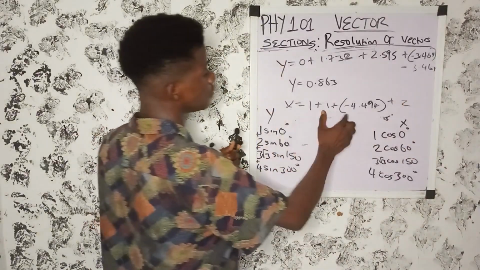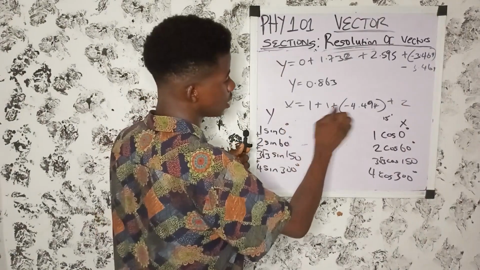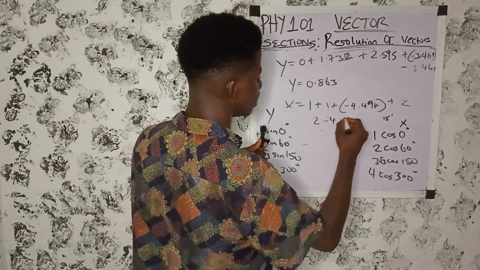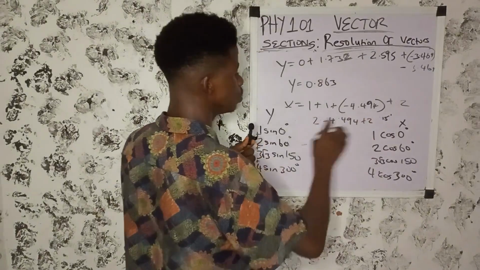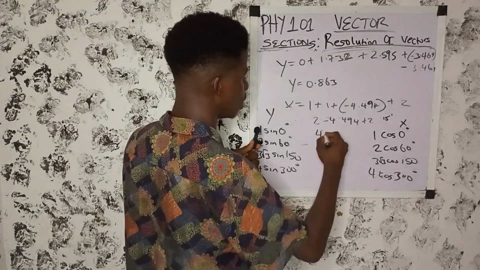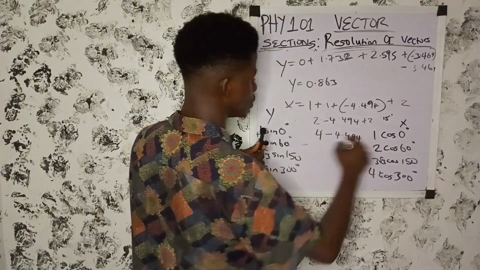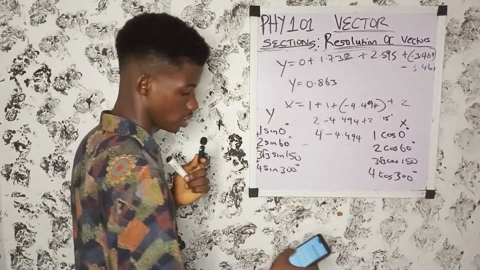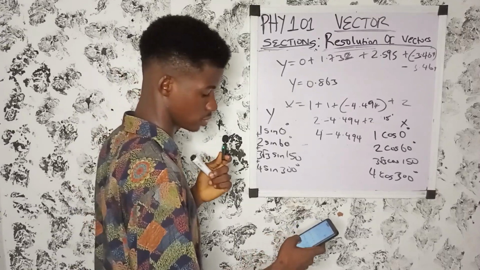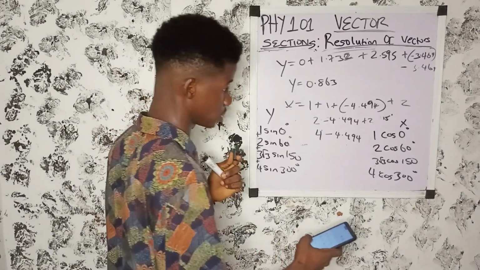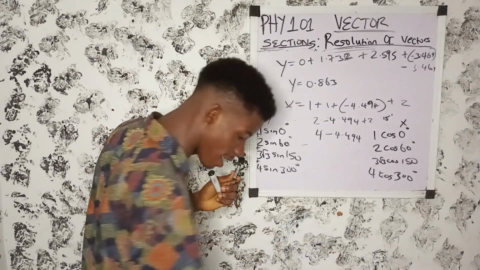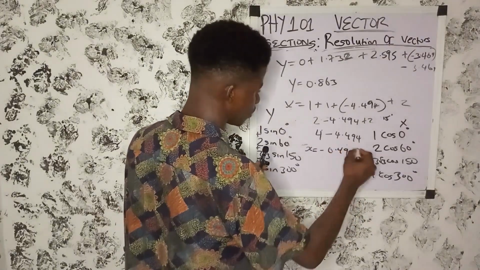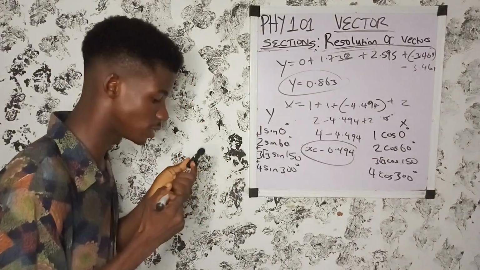Okay, so we add everything. 1 plus 1 gives you 2. Then minus 4.494 plus 2. 2 plus 2 gives us 4. So if we subtract, we have 4 minus 4.494. We have x equals minus 0.494. Okay, so we have gotten our y and we have gotten our x.